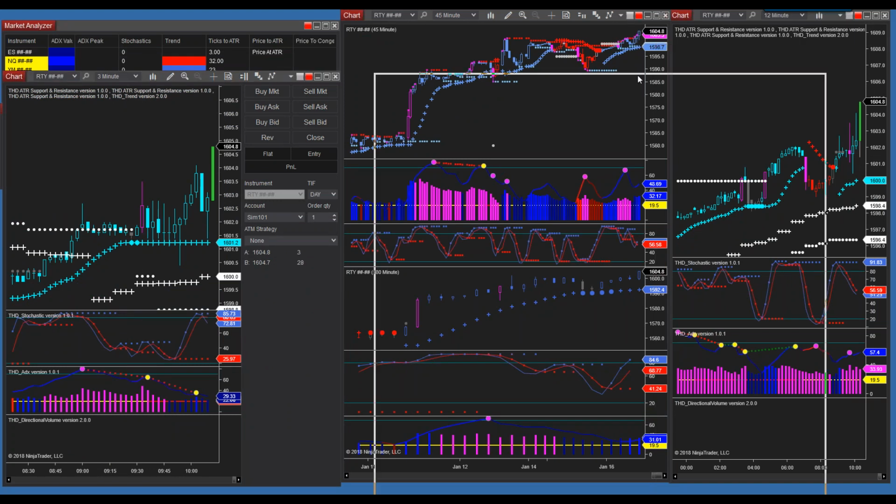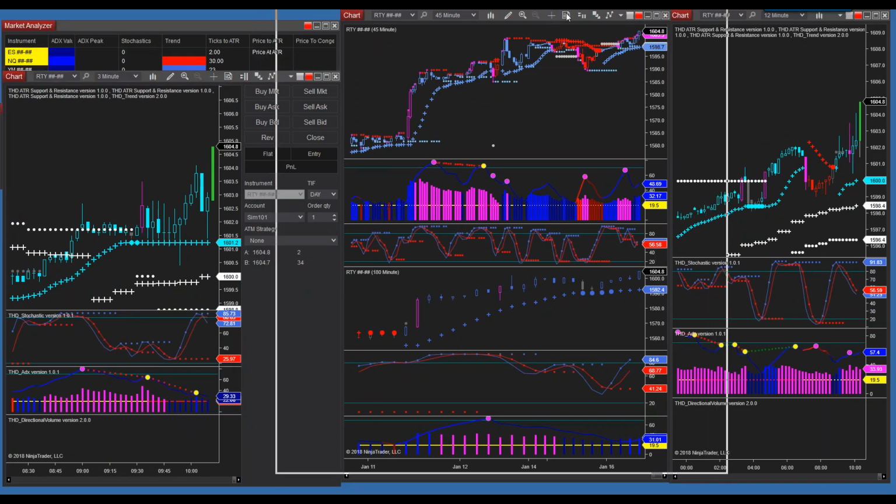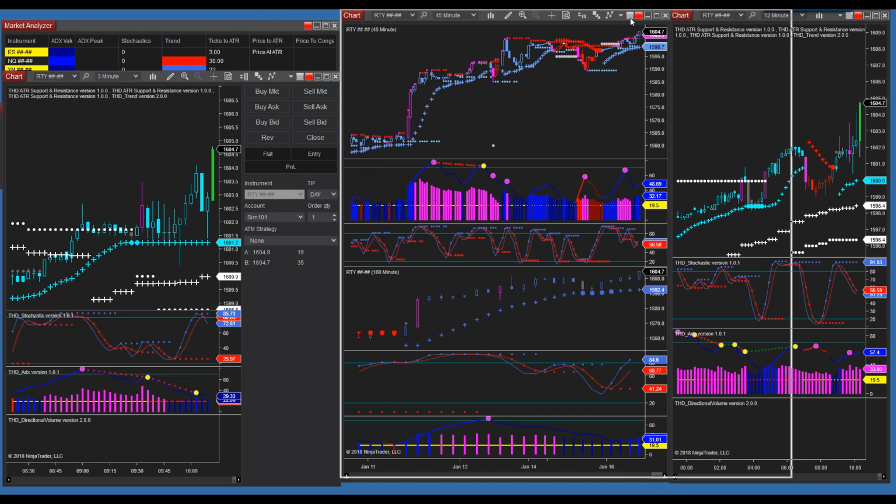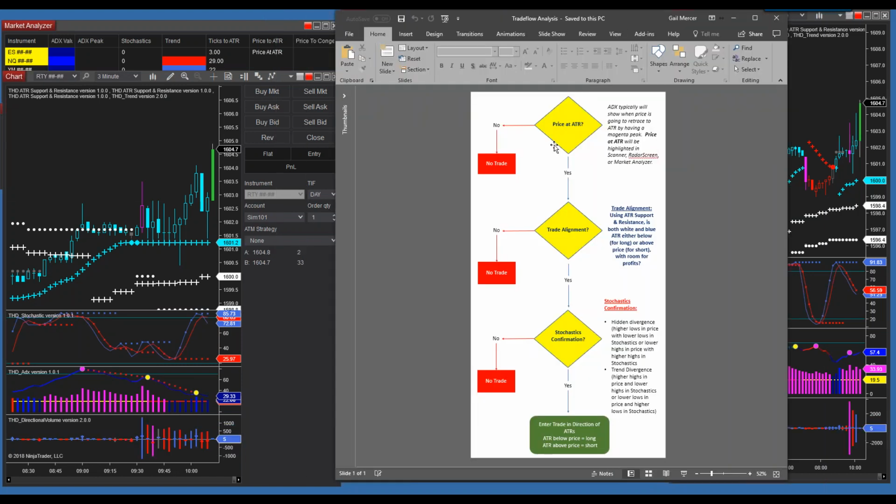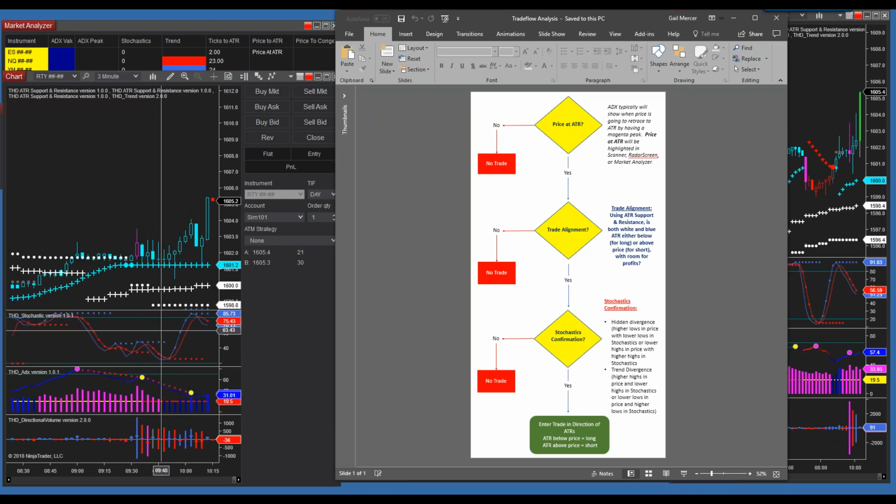And if we pull back the trading plan over here, price at an ATR, yes. Do you have trade alignment? Yes. Okay. Do you have stochastics confirmation? In this case, there was no stochastics confirmation. There was on this one, but not on this one. Okay.